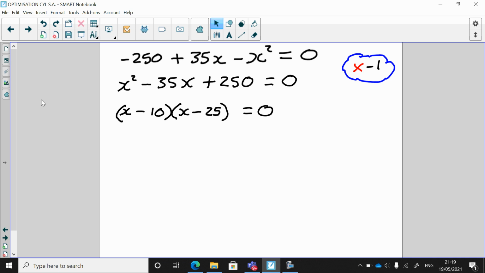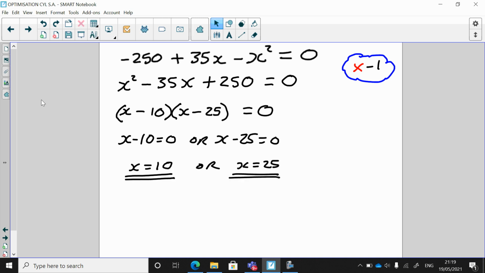One bracket is equal to 0. The contents of the other bracket are equal to 0. So for x on the left, x is 10, x on the right, x is 25. So we'll get two x values here. So that's looking good. If you use the quadratic formula, you should have come up with the same answers.